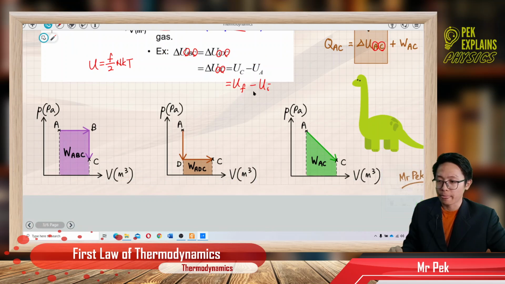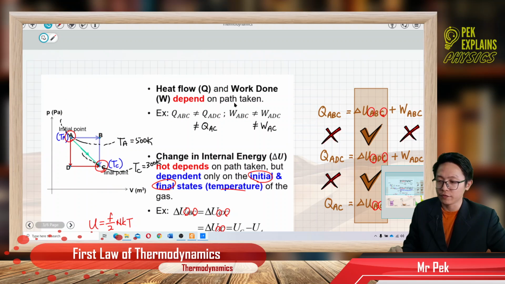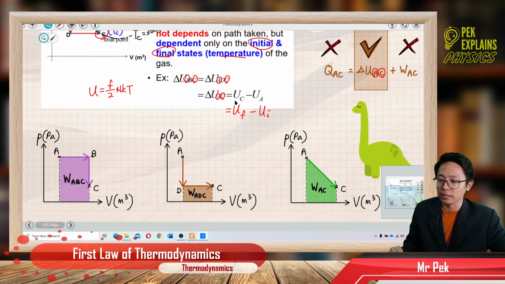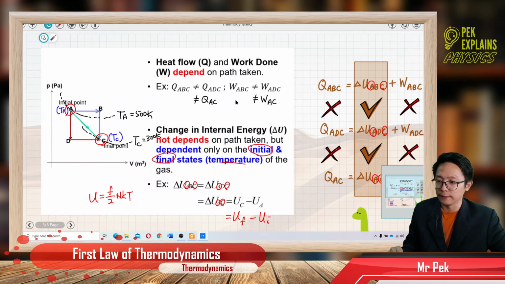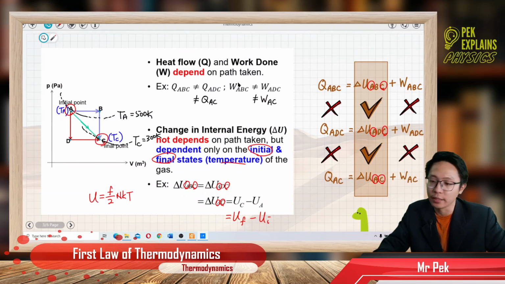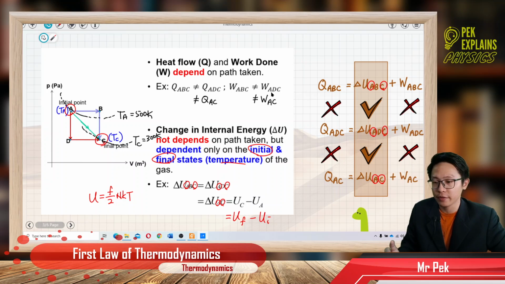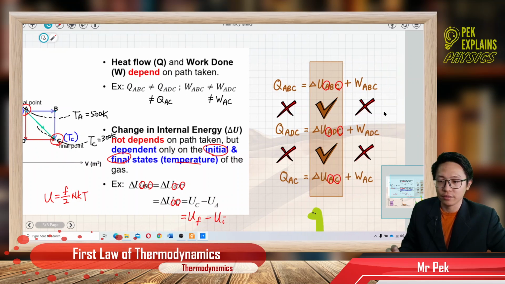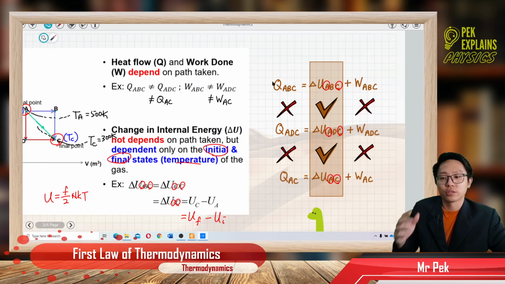Okay, so now, different path, different work done. How about this one? Different area, different work done. So you can see here, different path, different work done. So how about the heat? For these three different paths, do they have the same heat flow?